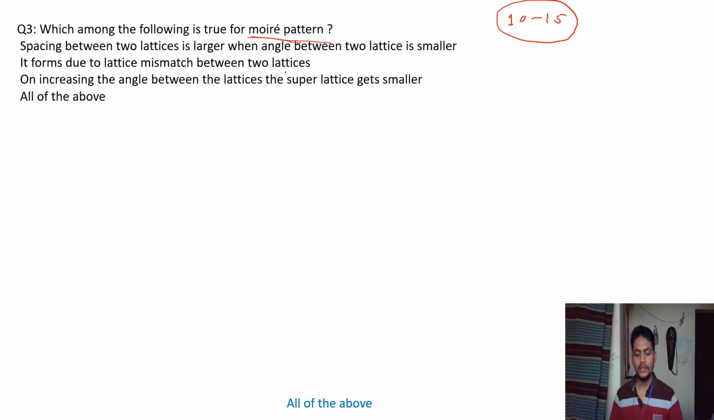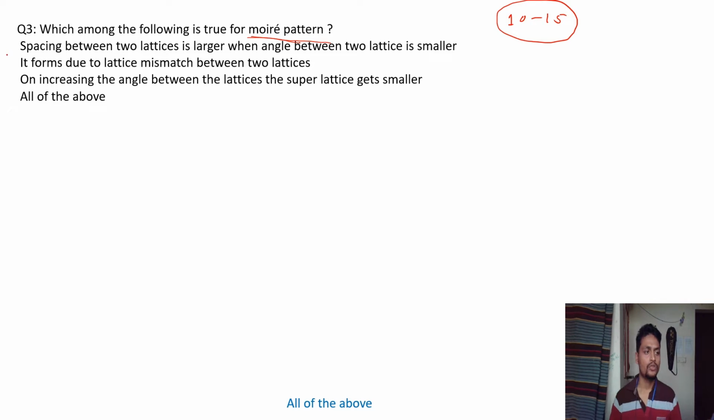Moiré pattern is nothing but, if we have two similar kinds of pattern, like a similar kind of crystal lattice, let's say, with a very small difference. The difference can be in angle, or in the lattice parameter length. Then an optical illusion can be formed, which can be seen as a pattern, and that is known as the Moiré pattern.